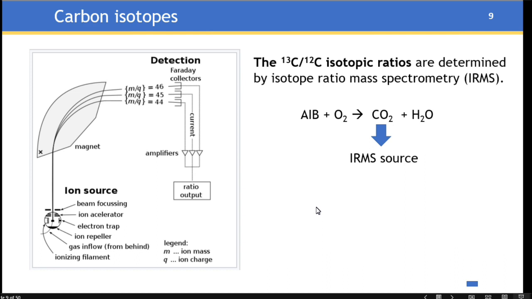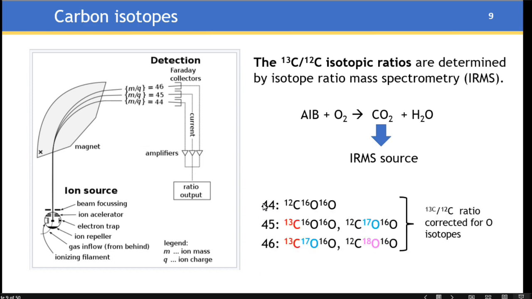Carbon isotope ratios are determined in an isotope ratio mass spectrometer. Typically, the sample, the amino acid, is combusted to produce CO2, and that is shot into the source of a mass spectrometer. These IRMSs are tuned specifically to the isotopes of carbon dioxide, and they measure the intensities of several different mass-to-charge ratios: 44, 45, and 46.